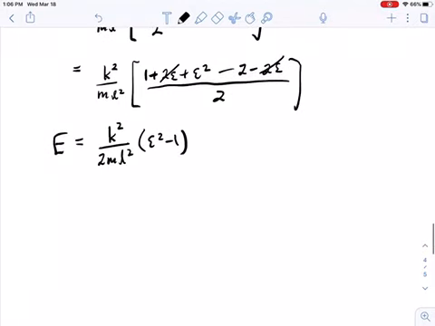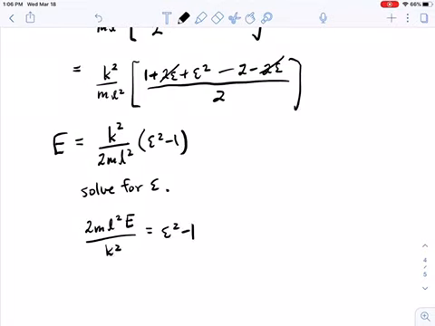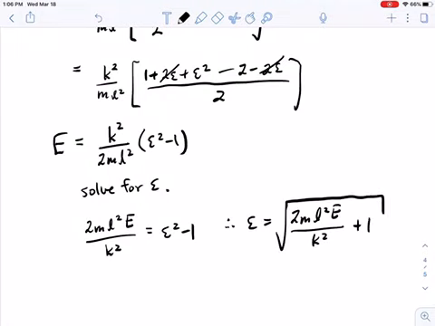So the last step is to solve for epsilon. Okay, so 2 m l squared E over k squared is equal to epsilon squared minus 1. And so therefore we get epsilon is equal to the square root of 2 m l squared E over k squared plus 1. So here we go.